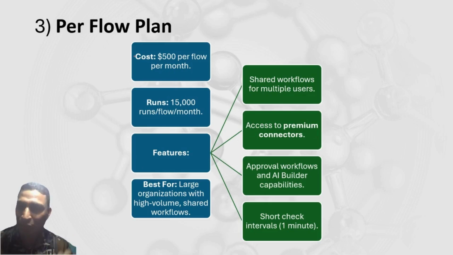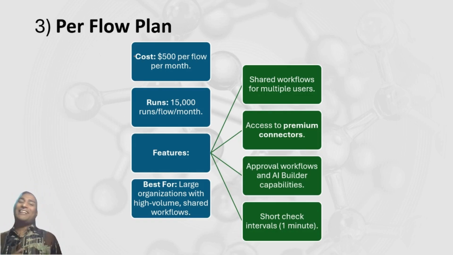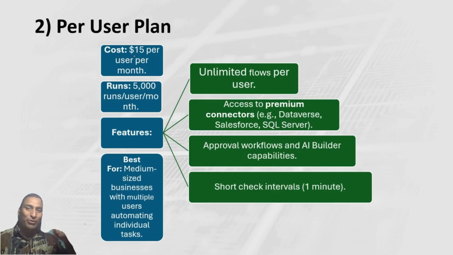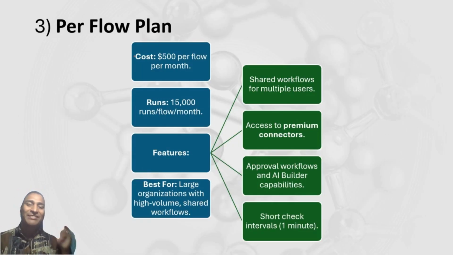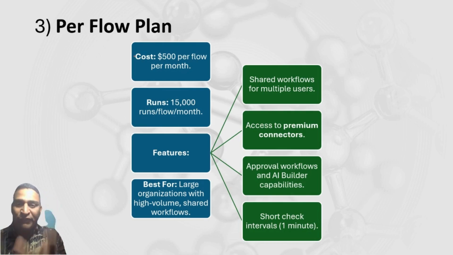But coming to this per flow plan, you can see a shared workflow for multiple users. So here Anjali can access, Shafiuddin can access, Veera can access, and Vinith can access. All of them can access. And again, you get access to premium connectors as well. Whatever connectors are supported in the per user plan, the same features are applicable here also. The major difference is 15,000 runs per flow per month, and a shared workflow for multiple users. The remaining features are all the same.